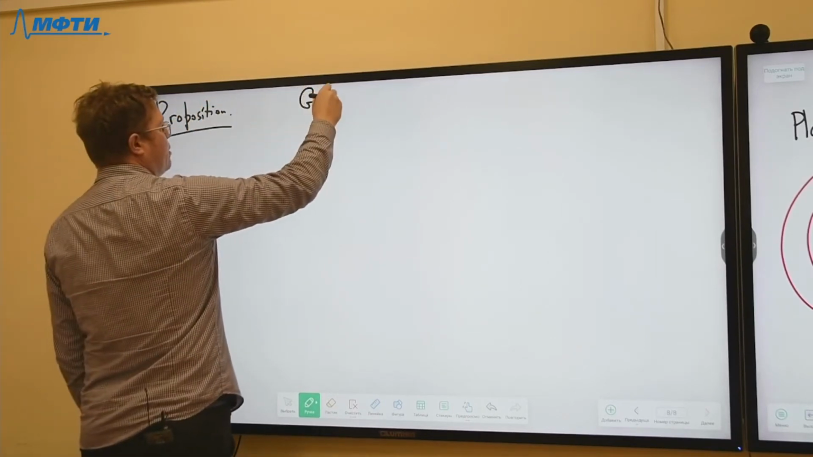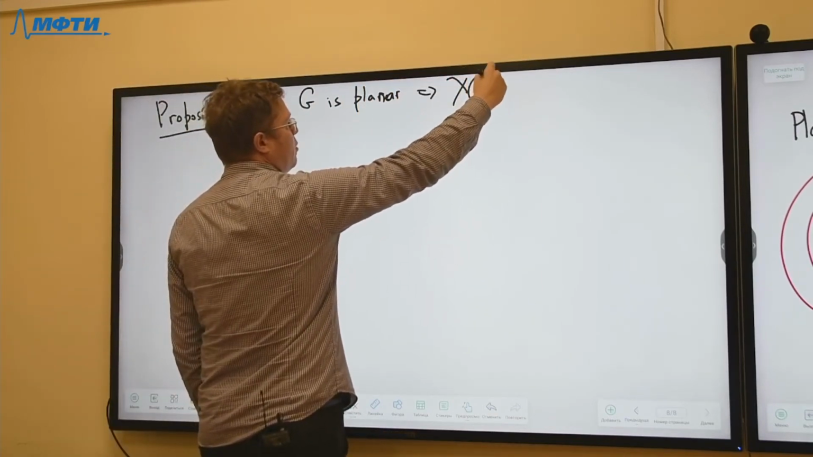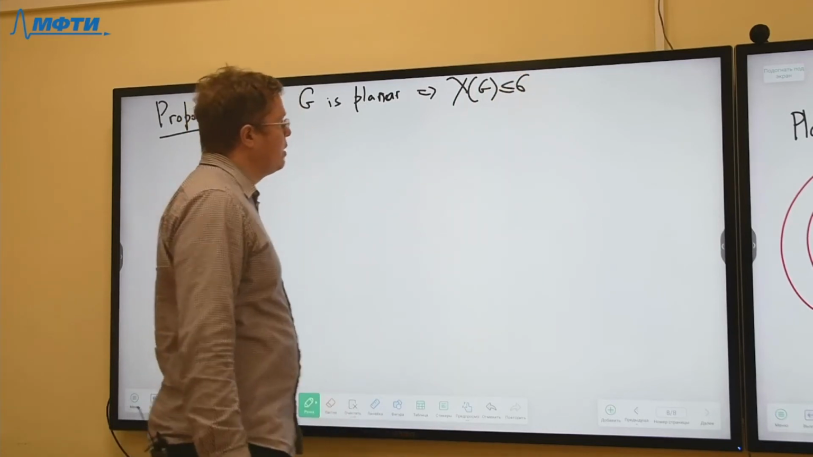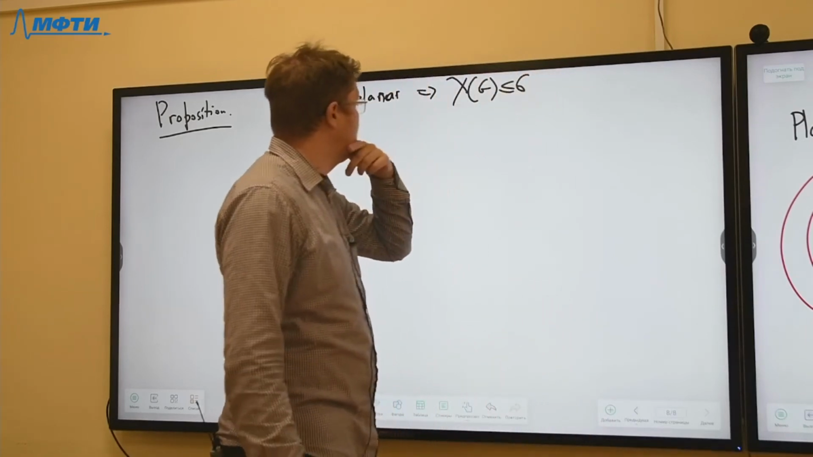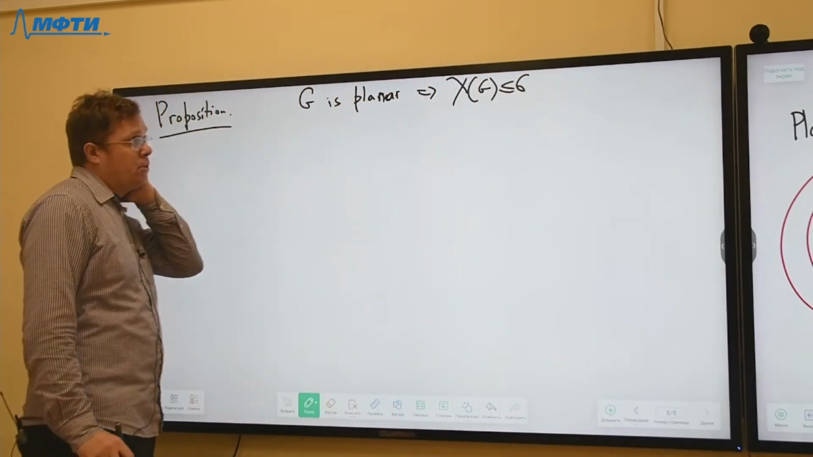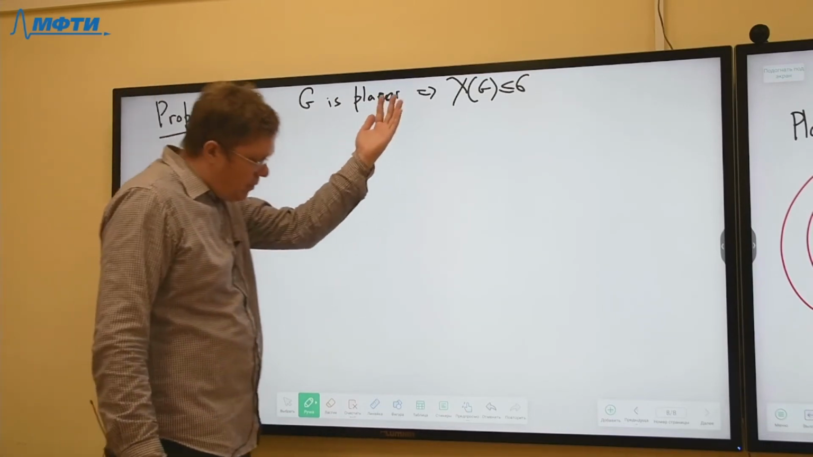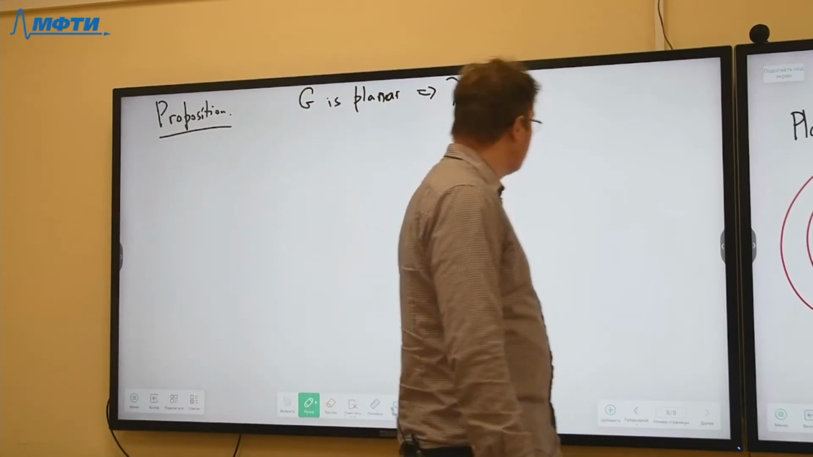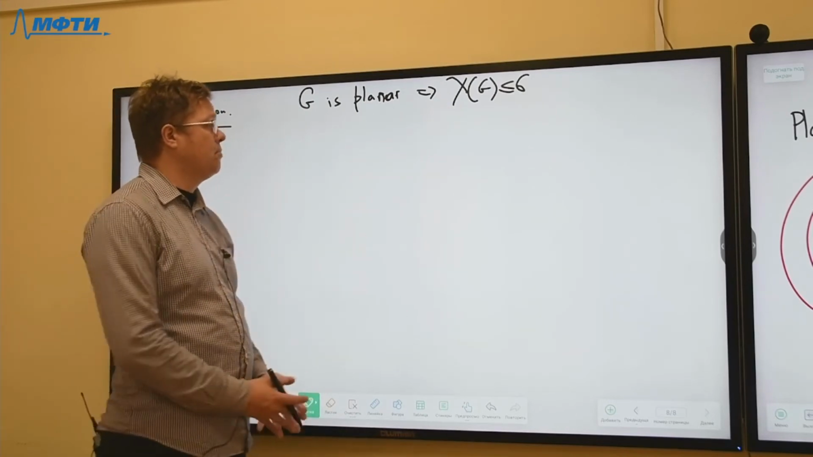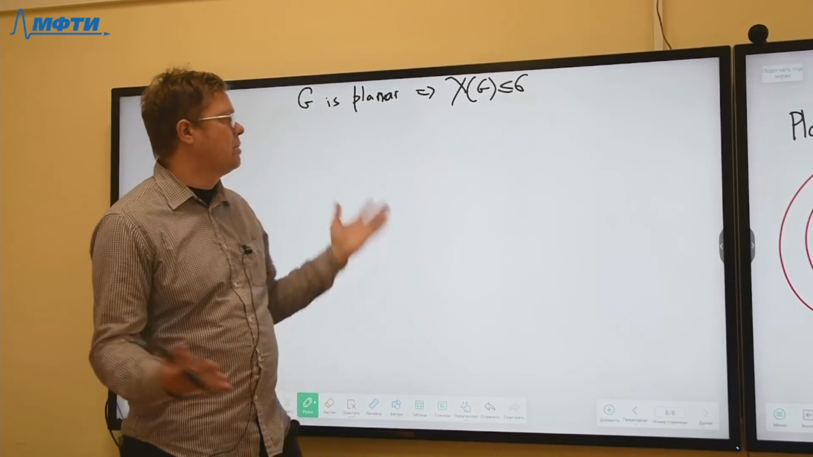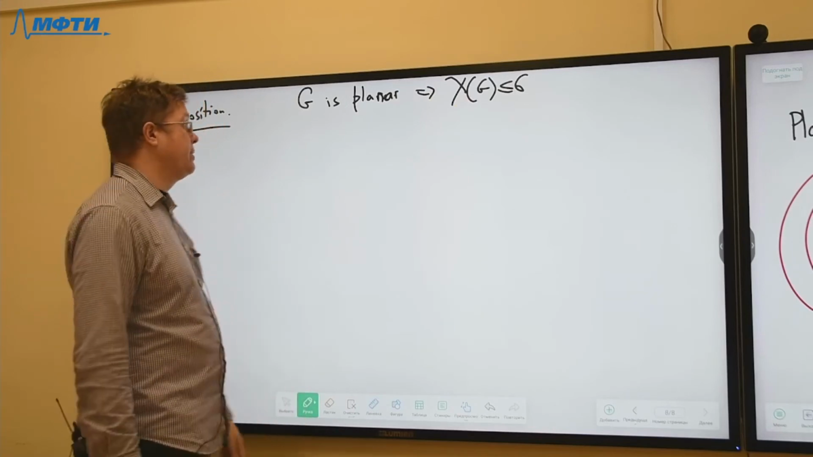So if graph G is planar, then the chromatic number of G is not greater than 6. By chromatic number, I mean that we color all the vertices such that the vertices which have a common edge have different colors. So if we have fewer edges than arbitrary graphs, then of course the chromatic number should be no bigger than some amount. It cannot be arbitrarily big, but now we can estimate it by 6.